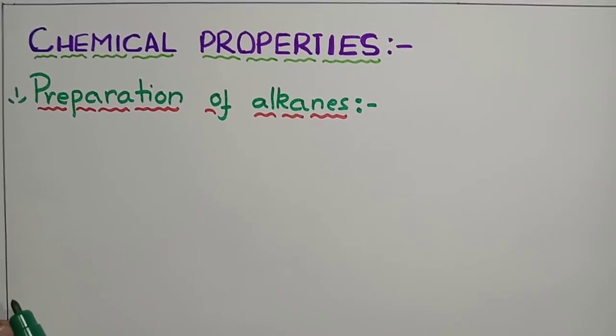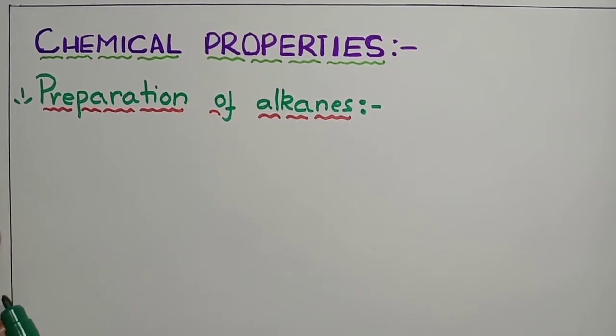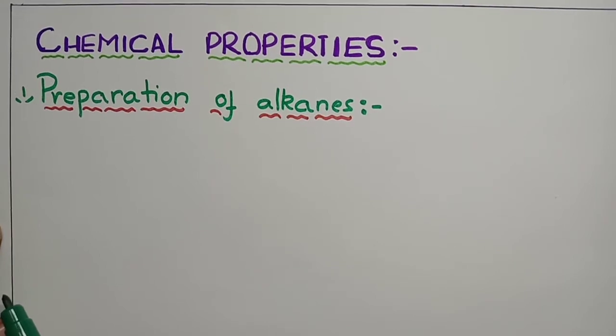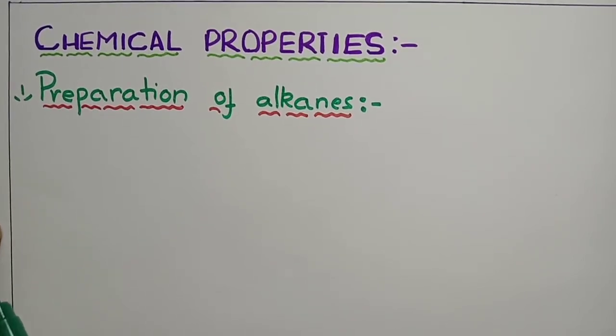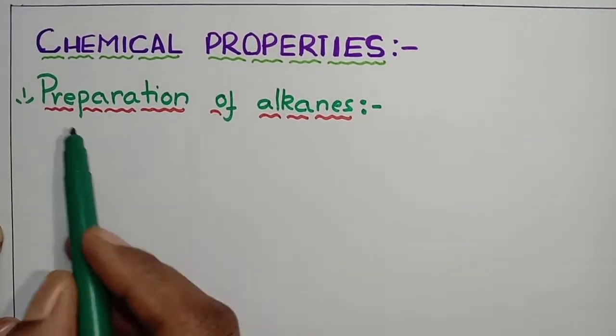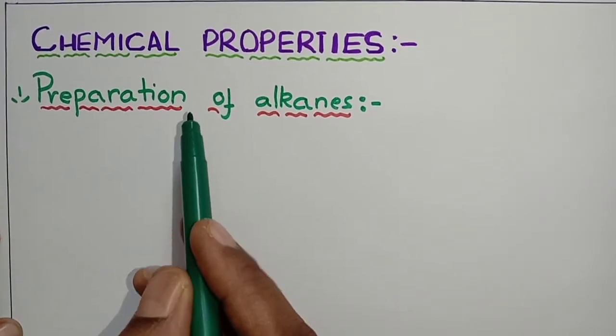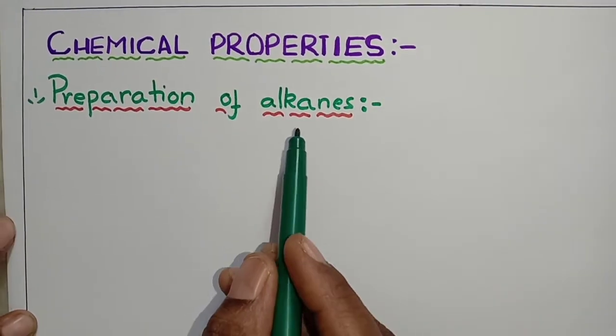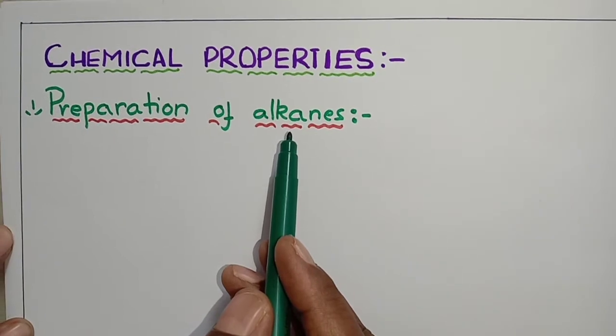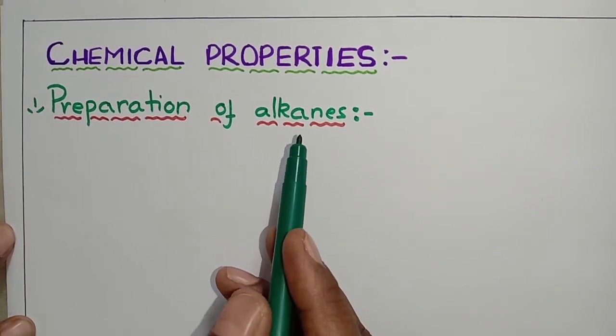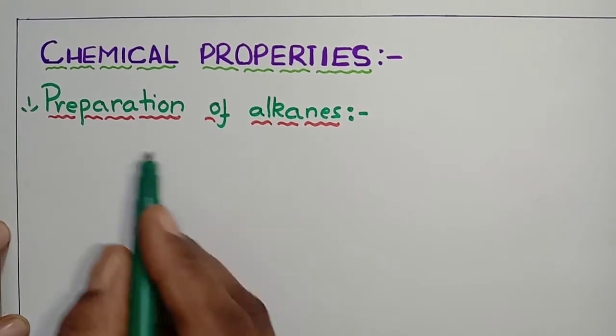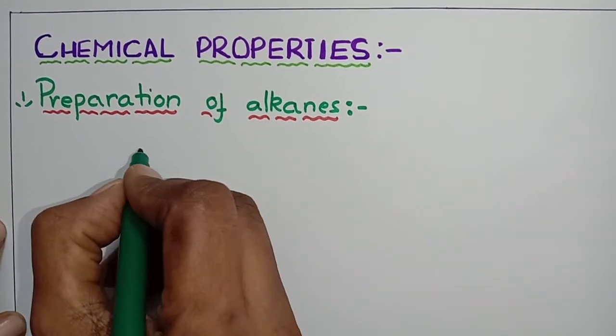In this class, we will be learning about chemical properties of alkyl halides. To start with, first one, put the side heading: preparation of alkanes. Let us see how alkanes can be prepared from alkyl halides. Okay students, ready?